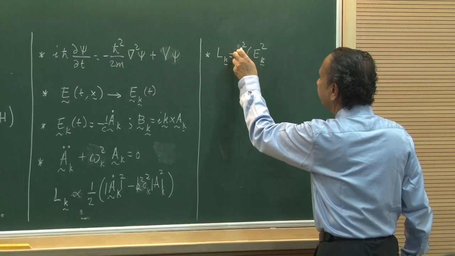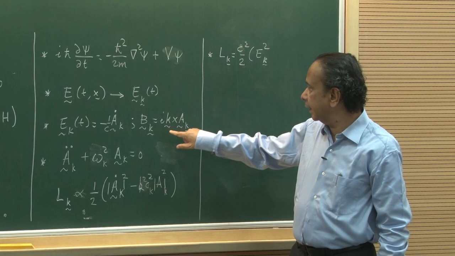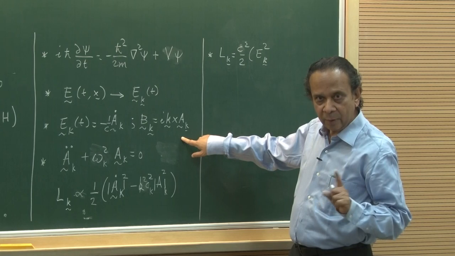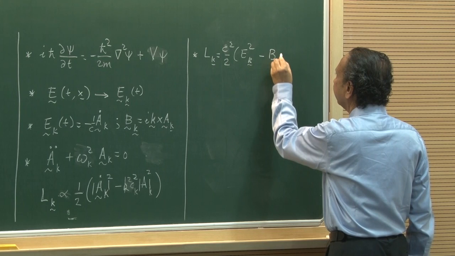What is k squared times A_k squared? What you are going to get is a k cross A_k, but I told you k and A are perpendicular to each other. So when I take the magnitude squared, it is just k squared A_k squared, which is just B_k squared. So this is going to be minus B_k squared.